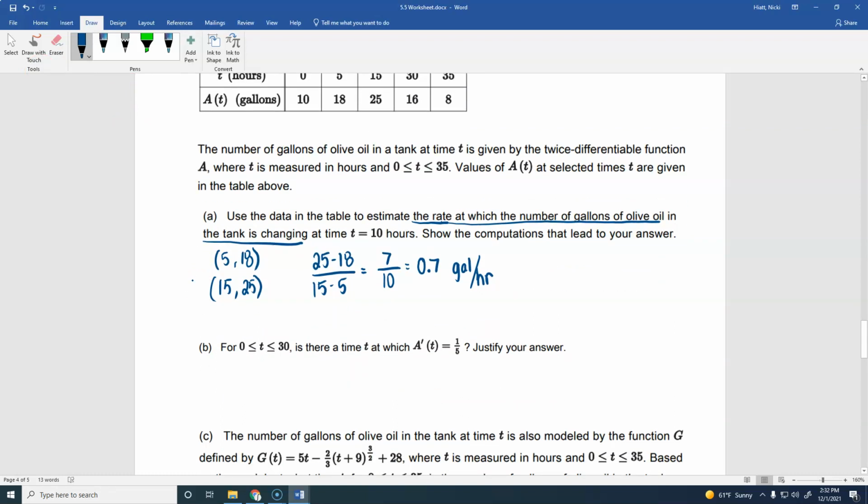All right, for 0 to 30, is there a time t at which A prime of t equals 1/5? Justify your answer. Okay. If they tell you to justify your answer, it's probably a yes. It's not always, but it's probably a yes. And so, is this intermediate value theorem or mean value theorem? How do I know it's mean value instead of intermediate? Because you're looking at the derivative right here.